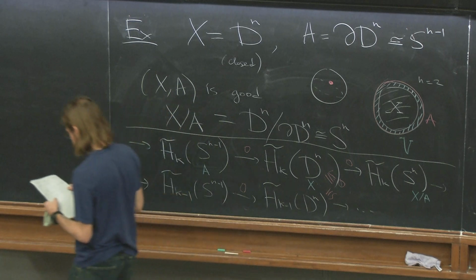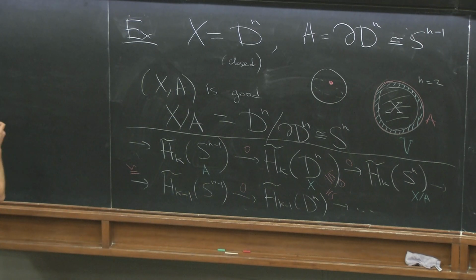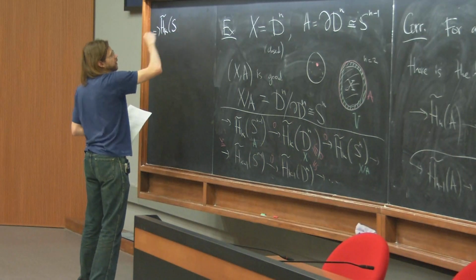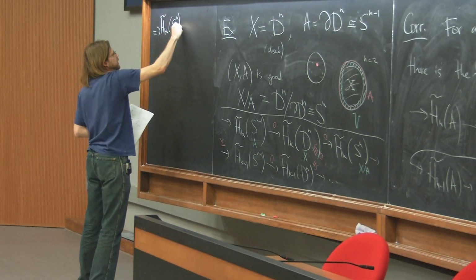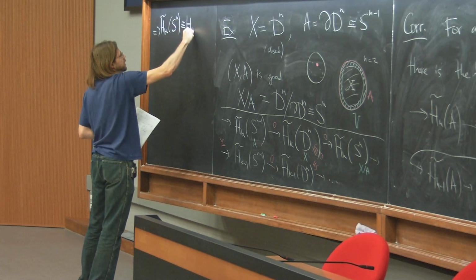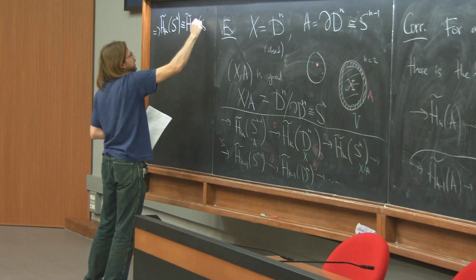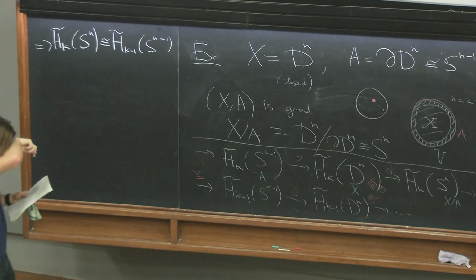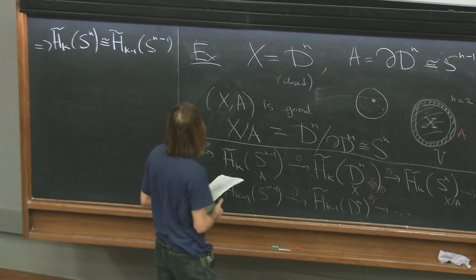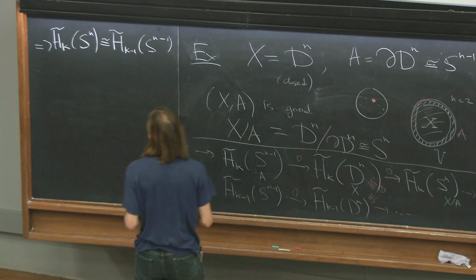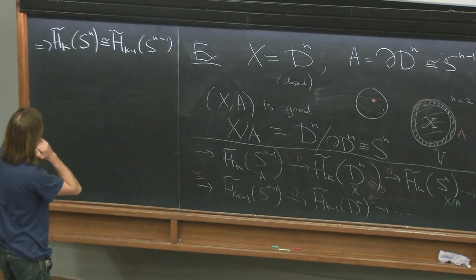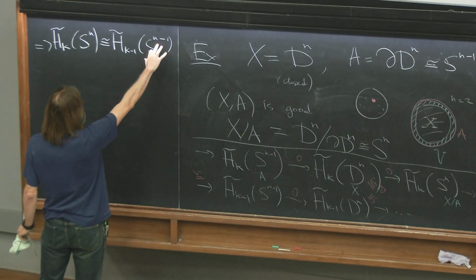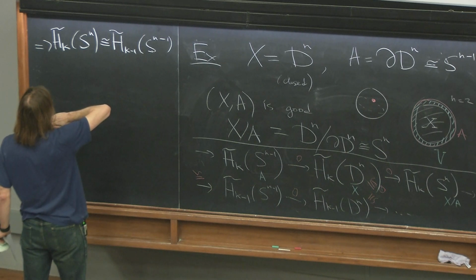So what we learn is that H̃_k(S^n) is isomorphic to H̃_k(S^{n-1}). And this essentially tells us that if we know the homology group of the (n-1)-dimensional sphere, this will tell us what is the homology group of the n-dimensional sphere.